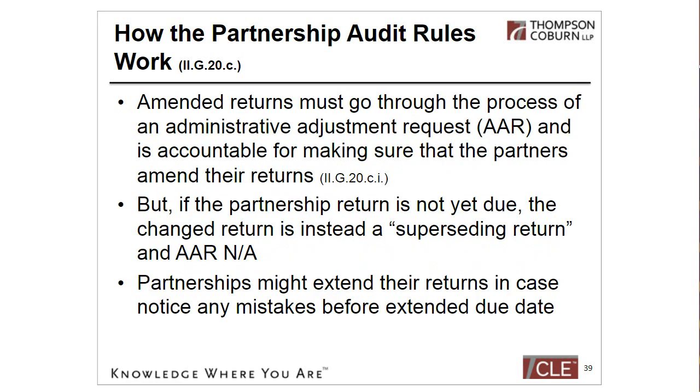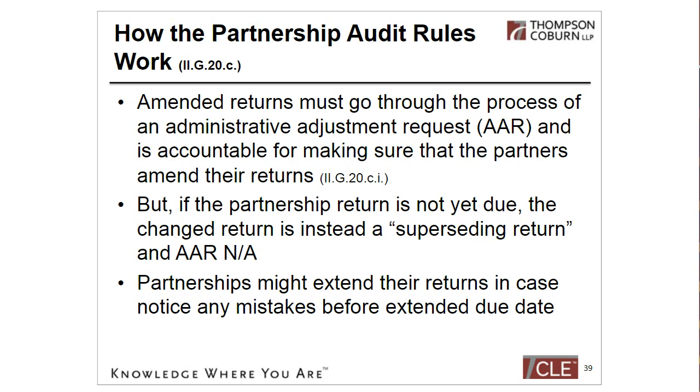Now, what if you amend the partnership's tax return? The general rule is that the amended returns have to go through the process of an administrative adjustment request, and again, show the IRS that all the partners amended their returns to reflect this amendment to the partnership return. So it's not as favorable as having the partners do it on their own and not showing it to the IRS, because then you don't know whether the partners actually did it or not.